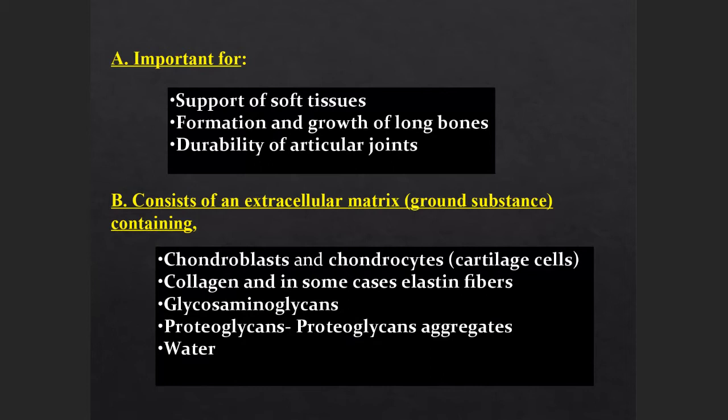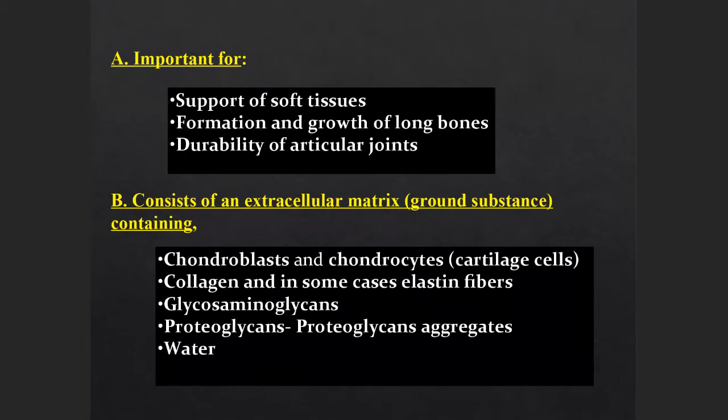It is important for support of soft tissues, formation and growth of long bones, and durability of articular joints that we have already discussed. Now, what does it consist of? What is cartilage made of? First is the cells, called chondroblasts and chondrocytes. Remember that. Cartilage is derived from the cells, chondroblasts and chondrocytes.